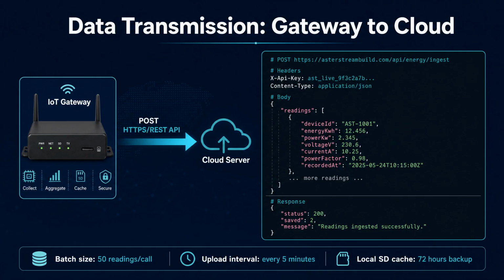Customers must operate the main website to unlock the system's full potential. To begin, you need to register an account on the Aster Stream AIoT Management System at AsterStreamBuild.com. After your enterprise account is approved, log in and select your preferred subscription plan, either Standard or Enterprise, and complete the payment process. A 14-day free trial is also available.